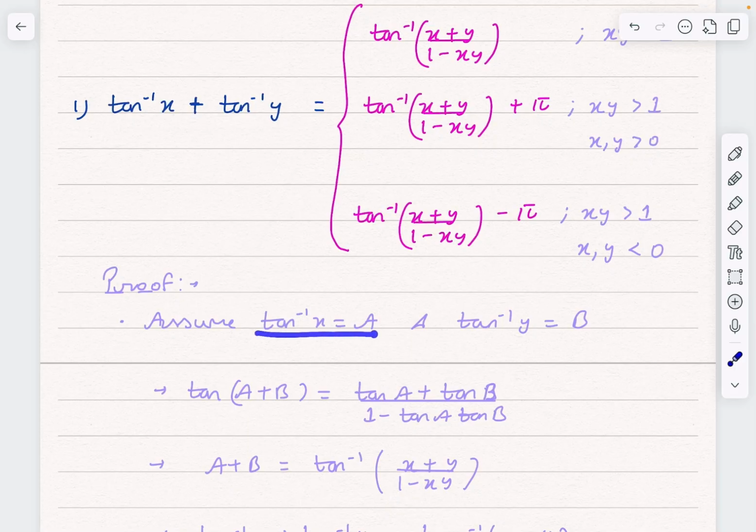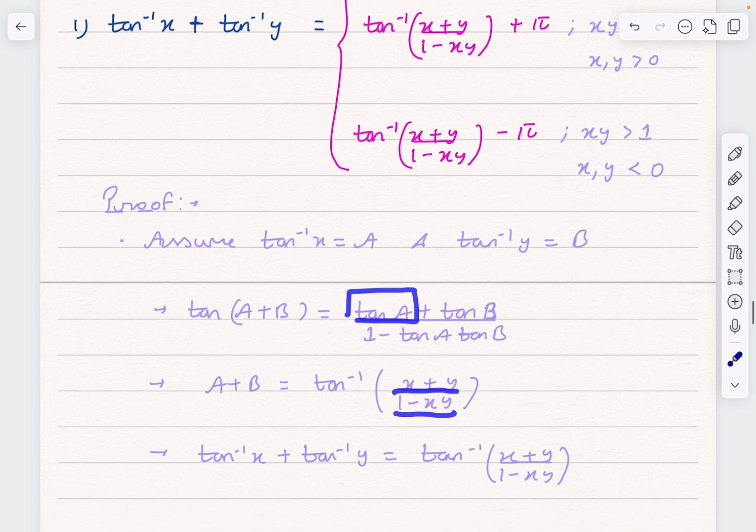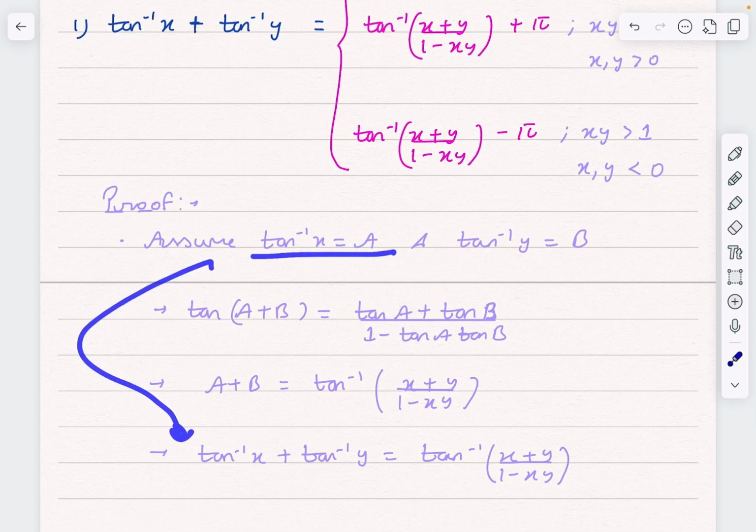See, tan inverse x is A and tan inverse y is B. So basically from here x will become tan A and y will become tan B, which we might use later. So tan of (A plus B) will be (tan A plus tan B) by (1 minus tan A tan B). If I take tan this side, you get A plus B equal to tan inverse. And like we discussed, x will be tan A. So (x plus y) by (1 minus xy). So A will be tan inverse x, B will be tan inverse y. So tan inverse x plus tan inverse y is tan inverse of (x plus y) by (1 minus xy). This is under normal condition.